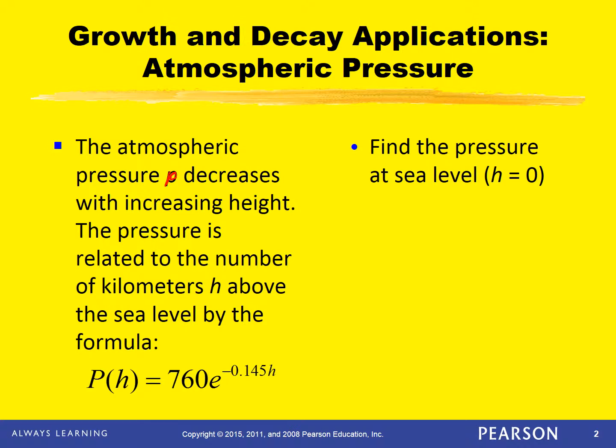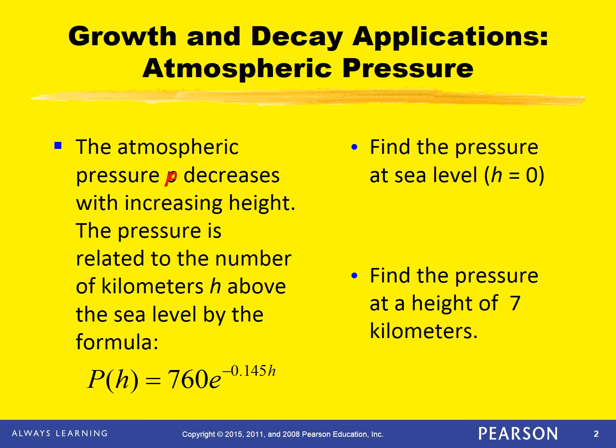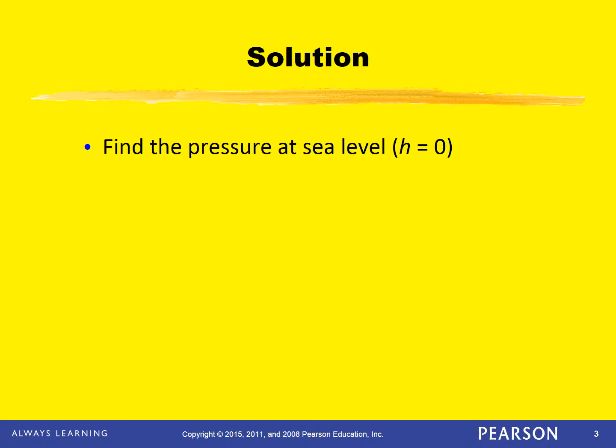One problem that we have to be able to do is to find the pressure at sea level, h equals 0. The other problem we want to be able to do is to find the pressure at a height of 7 kilometers. So at sea level, height is 0, isn't it? h equals 0. So we're going to substitute 0 for h, and then we get e to the 0, which is 1. 760 times 1 is equal to 760. So that's the pressure, 760.